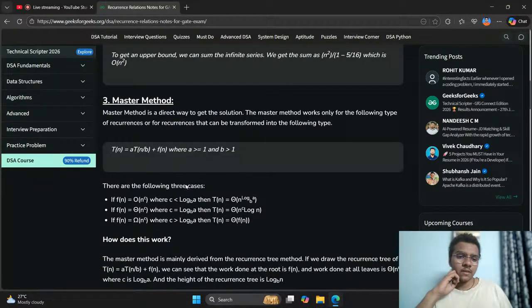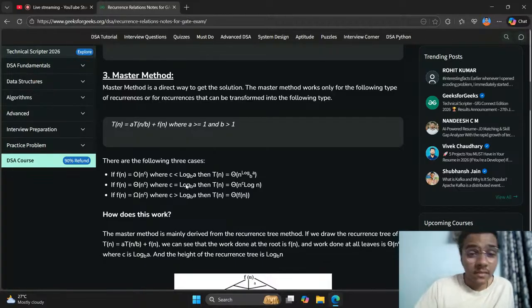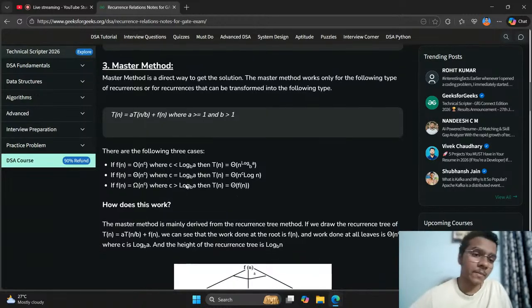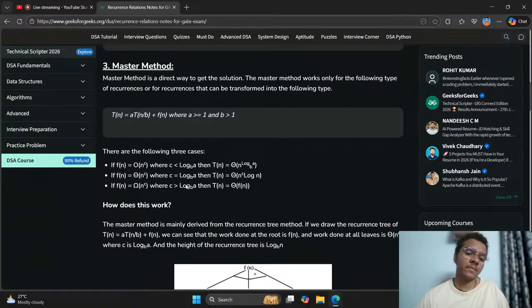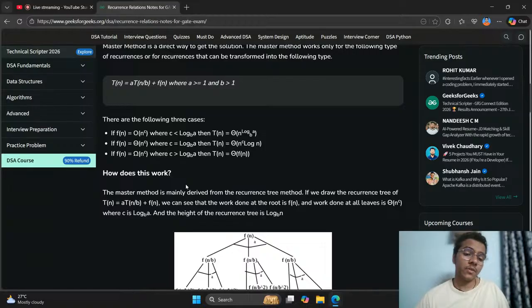Master method is a direct way to get the solution. The master method works only for the following types of recurrences, or for recurrences that can be transformed into the following types. T of n is equal to a into T of n by b plus f of n. There are the following three cases.